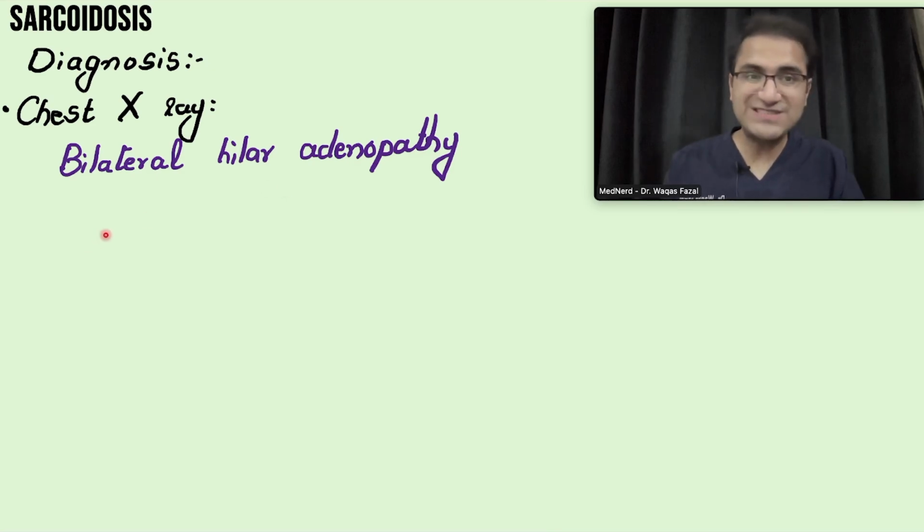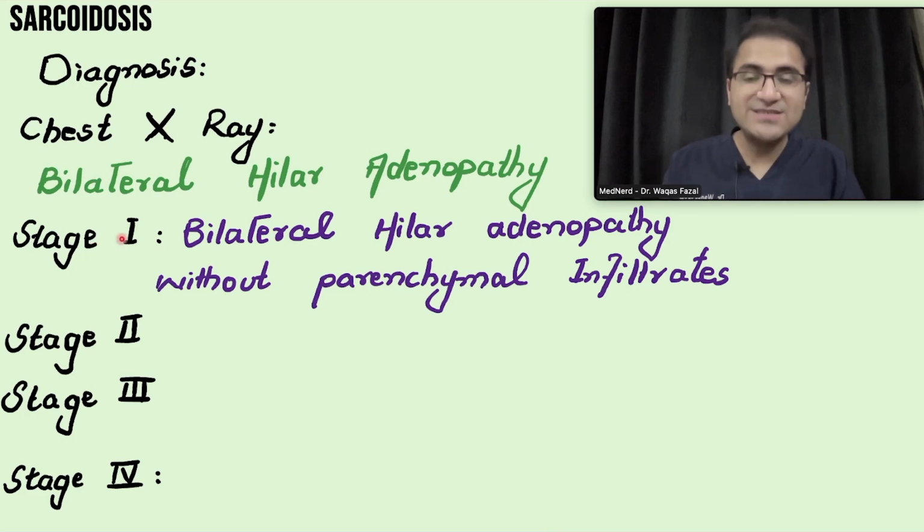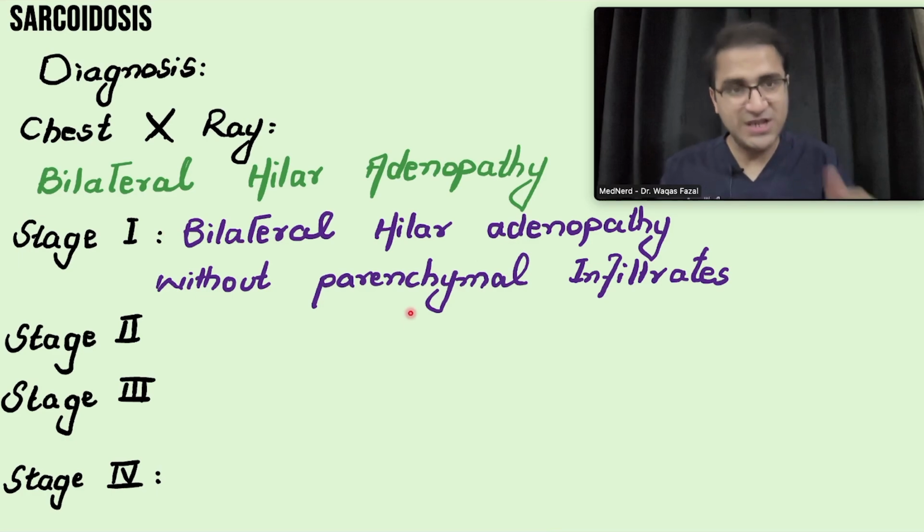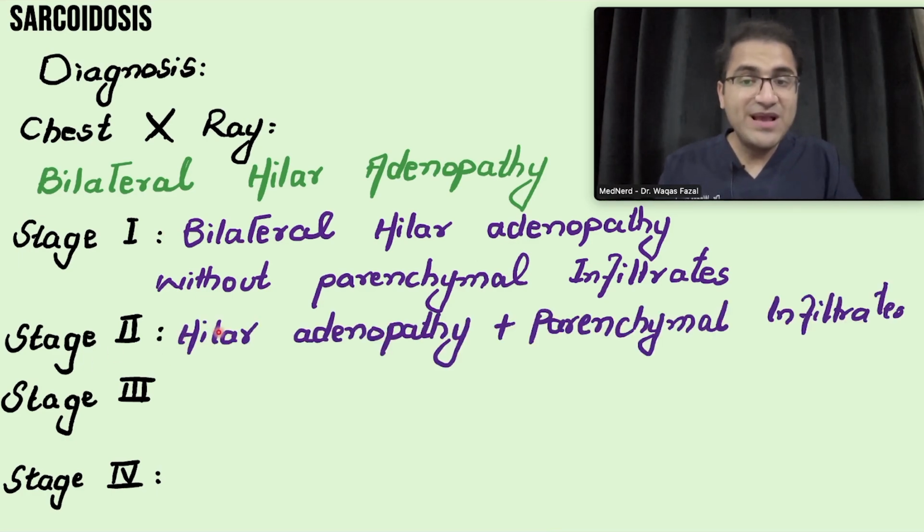On the basis of chest X-ray, staging of the disease is also done. Stage 1 is the condition where there is bilateral hilar adenopathy but there are no parenchymal infiltrates. I'll also show you an X-ray. In stage 2, there will be hilar adenopathy, bilateral hilar lymphadenopathy with parenchymal infiltrates as well.